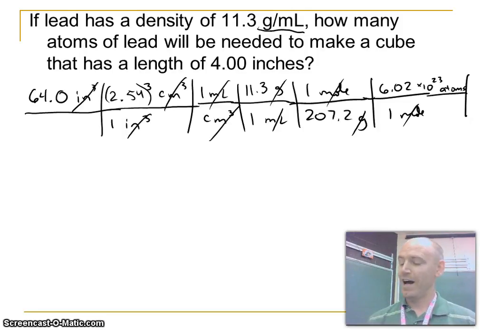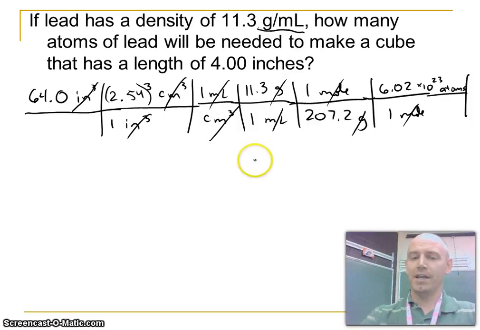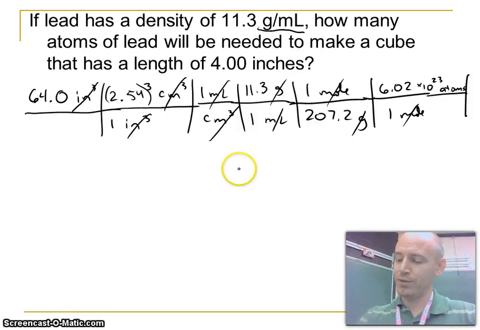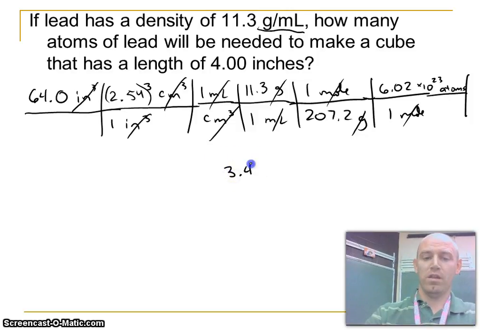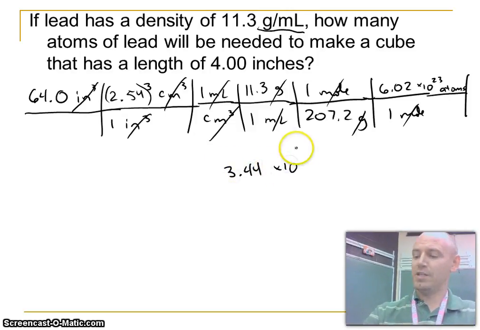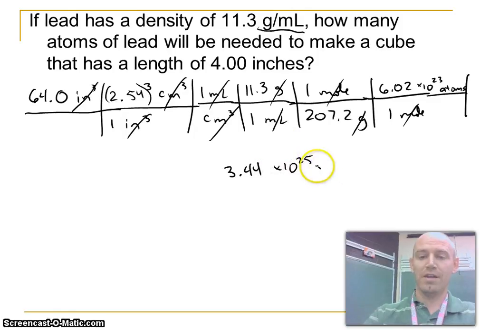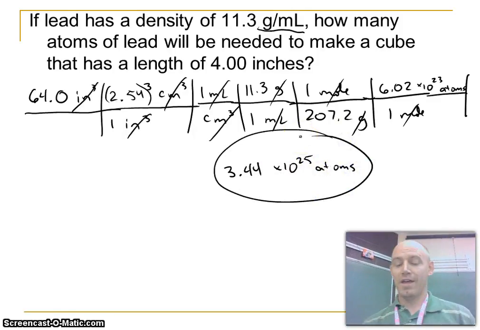I'm back. The answer, as the calculator says, is going to be 3.443232, blah, blah, blah. 3 sig figs. Everything else has infinite significance, so 3.44 times 10 to the 25th atoms. And that is your final answer.